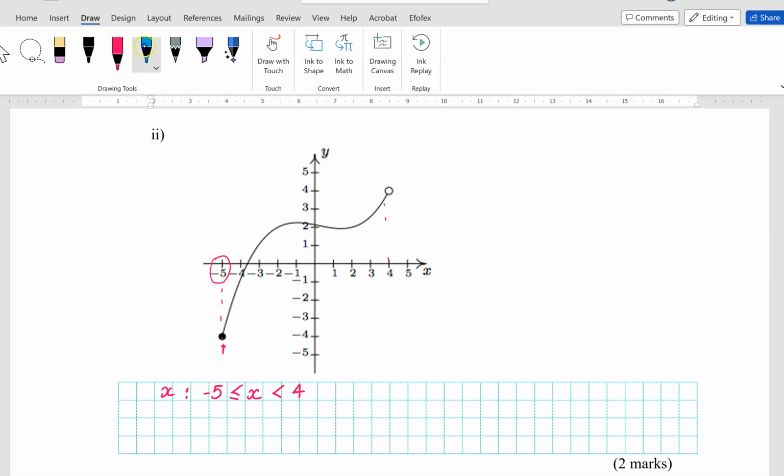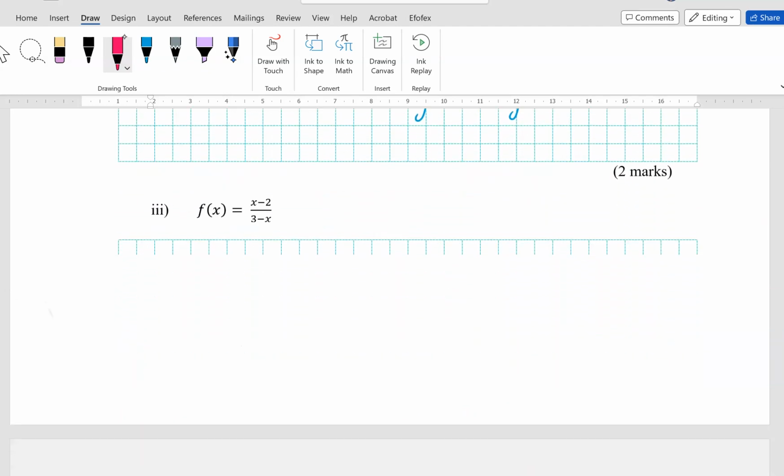Remember, the equal to is because of that closed dot. So there's our y, there's our x. Now our y values, it's going from 4 and down here -4. So this time we're going to say the y has to be less than 4, but greater than or equal to -4. And let's keep on going.